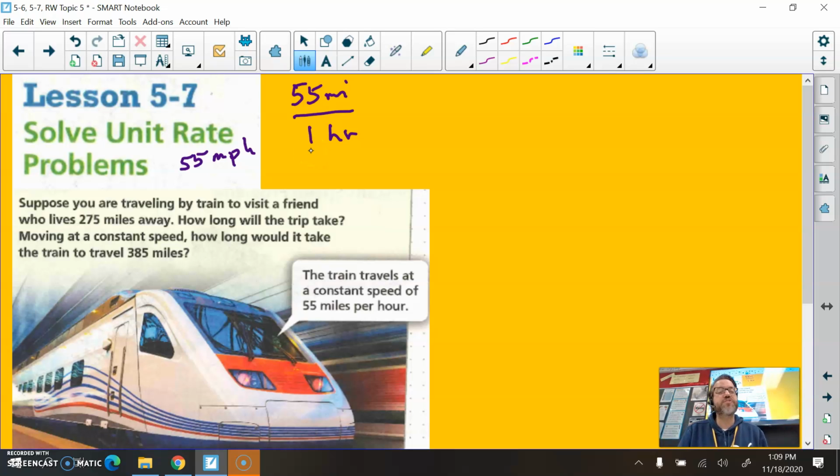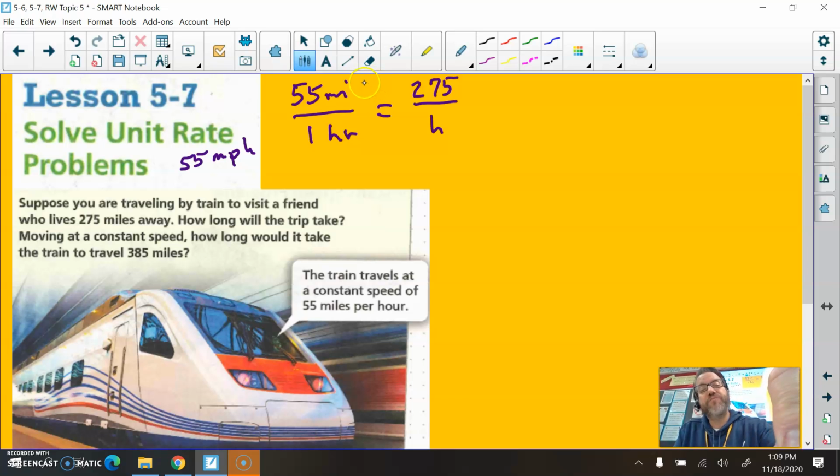Okay, so if you live 275 miles away, how long will it take? Well, what we can do is figure out what ratio would be equivalent to this if we changed it from 55 miles to 275 miles. How many hours would that be? I'll just call that H for hours. If I can figure out how many times 55 goes into 275, I'll be able to answer this question.